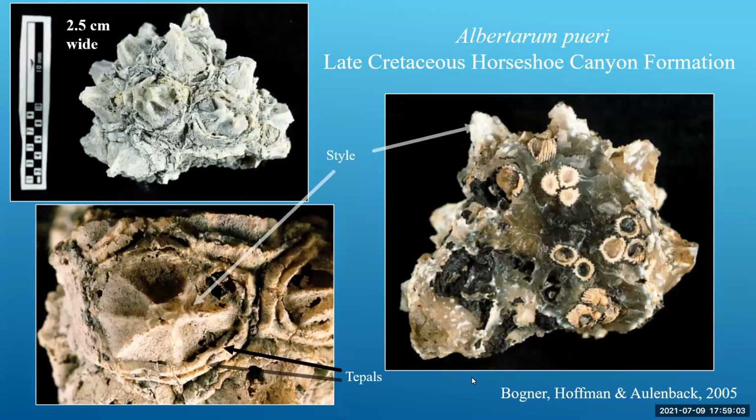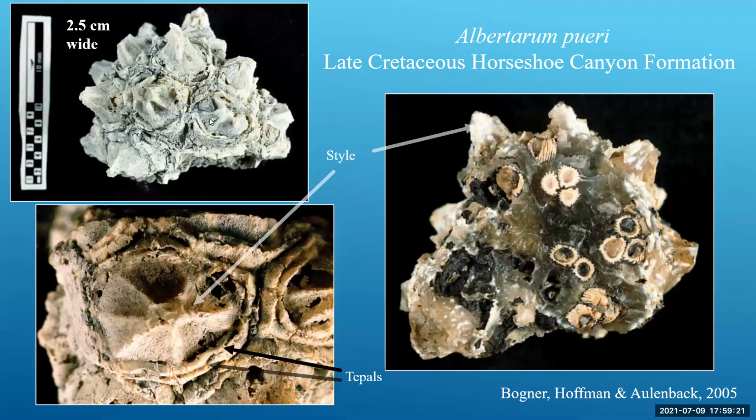Okay, Albertarum pourii. This one is described by Bogner, Hoffman, and Allenbach in 2005. It's from the Late Cretaceous Horseshoe Canyon Formation. And you'll notice that the shape of this spadix is not elongate like we've been looking at already, but it's kind of globular in shape.